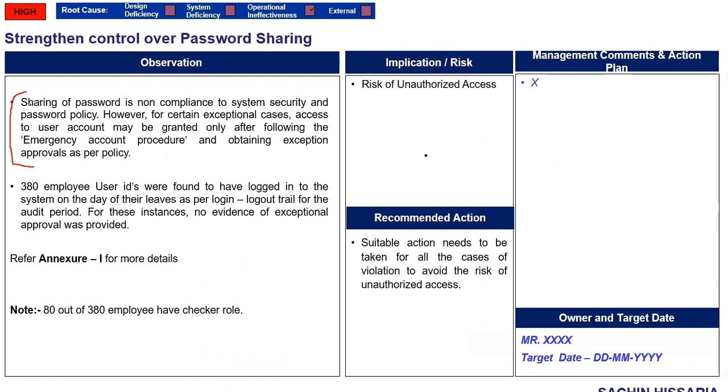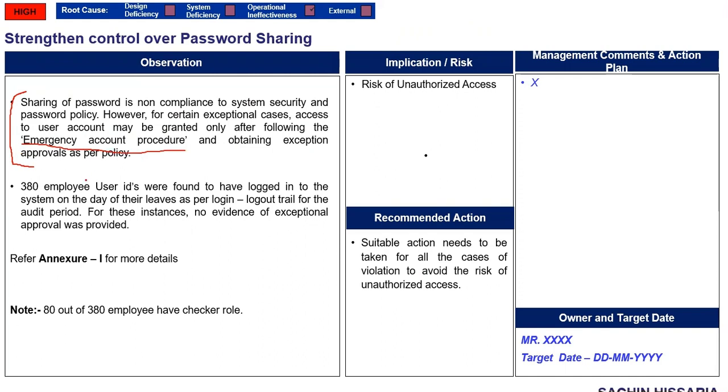Sharing of password is non-compliance to the system security and password policy. However, in certain exception cases, access to a user account may be granted only after following the emergency account procedure and obtaining exception approval. So what it is saying is, generally sharing of password is non-compliance, but there are certain exceptional cases where you can do this. But for that also you need to follow the emergency account procedure.